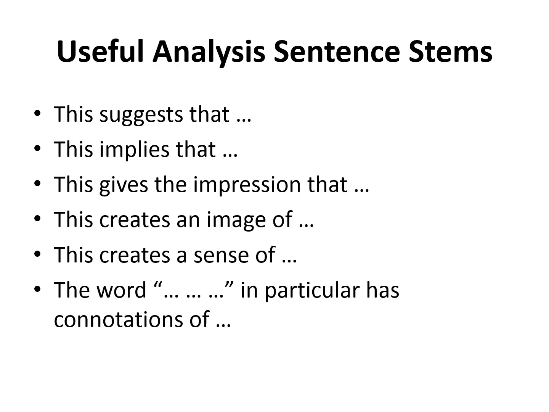Right, this point's really, really useful. My students tend to like these a lot, and this is some sentence stems that can help you, that can kind of prompt you within your paragraph to push you on and say something else about that quotation. So we've got this suggests that, this implies that, this gives the impression that, this creates an image of, this creates a sense of, the word in particular has connotations of. All of those are useful sentence stems. You might want to copy them down. You may already have a bank in your head, but either way, feel free to use those today.